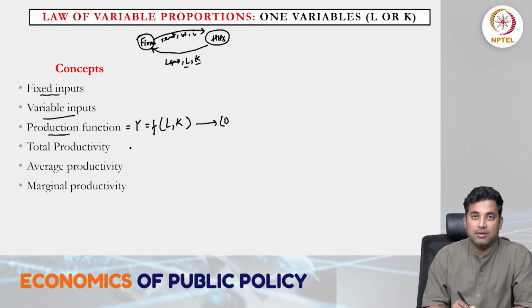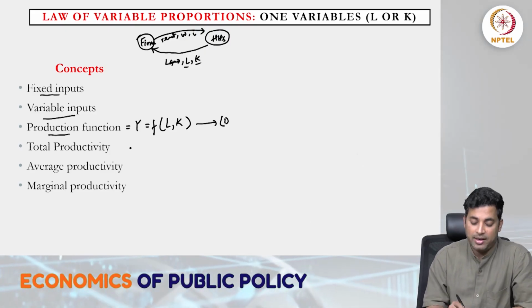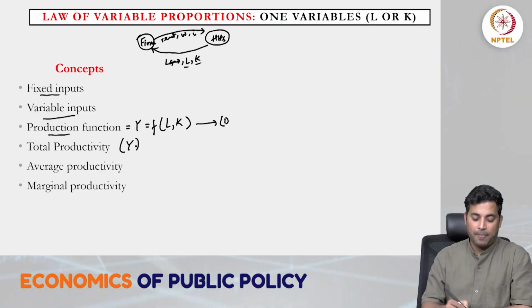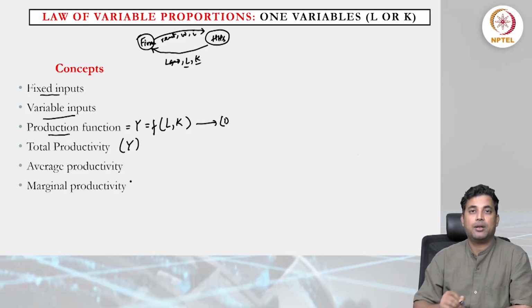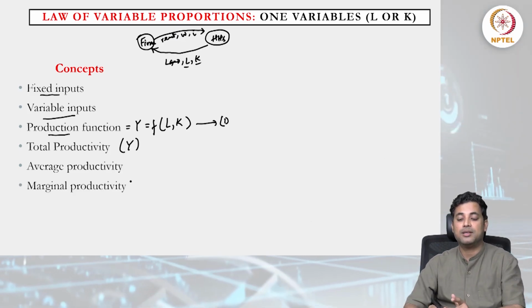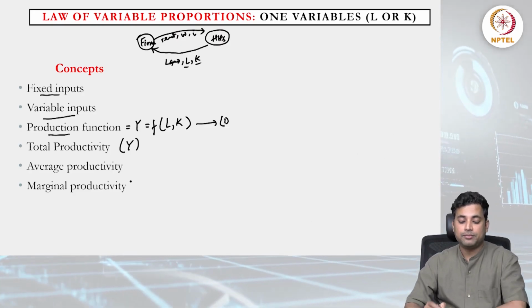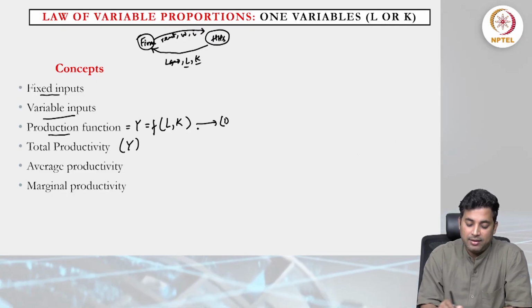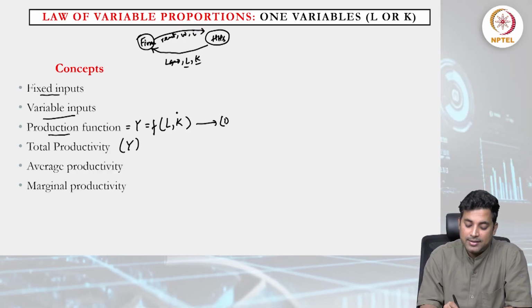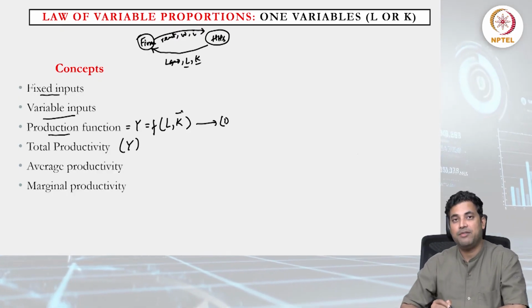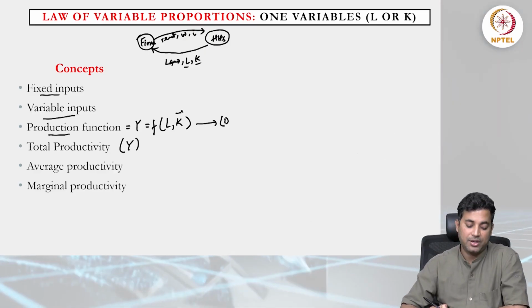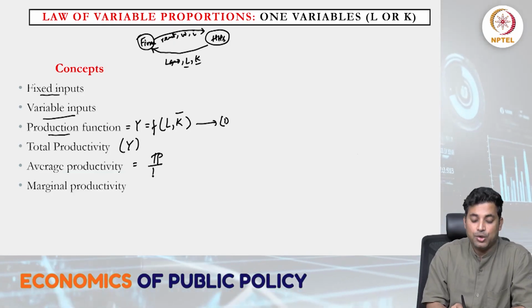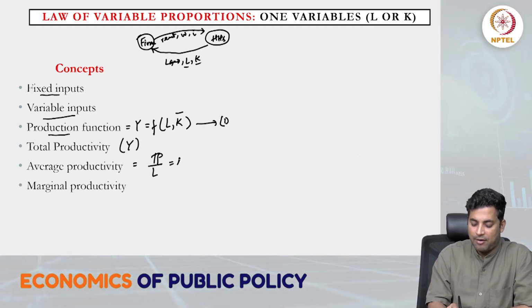Total productivity is represented with Y. So Y is, say, total productivity. So what is average productivity? If we consider one variable proportion, either we can keep K constant or L constant. Suppose we are keeping K constant in the production function in equation 1, then L is the only variable. Then what would be the average productivity? Average productivity will be total productivity divided by the total number of labor.